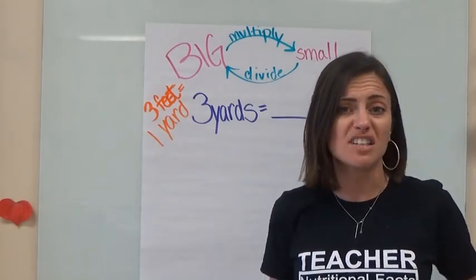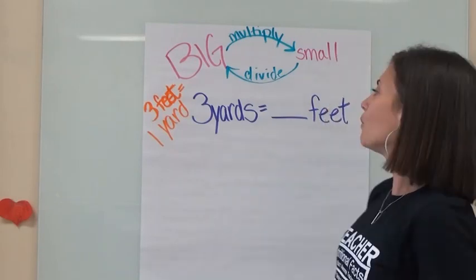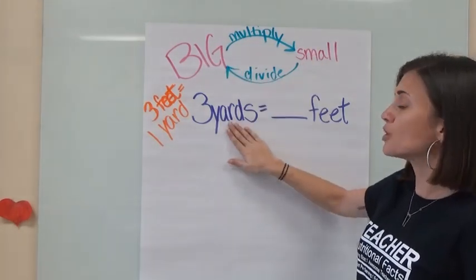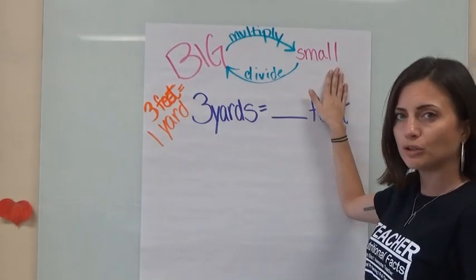But I know feet. Can you tell me how many feet he ran? I've got to know how to convert that. So, the first thing I do is look at my chart. Yards are bigger than feet. So I'm going from a big unit to a small unit.